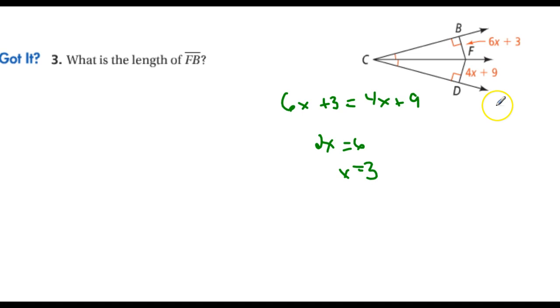So x equals 3. They asked for FB, substitute that in. 3 times 6 is 18, plus 3 is 21. And you can check this should be 21 as well. 4 times 3 is 12, plus 9 is 21.